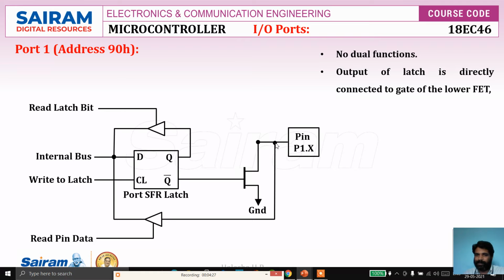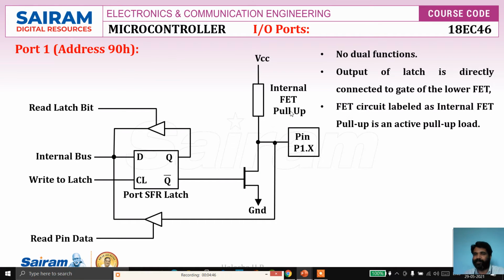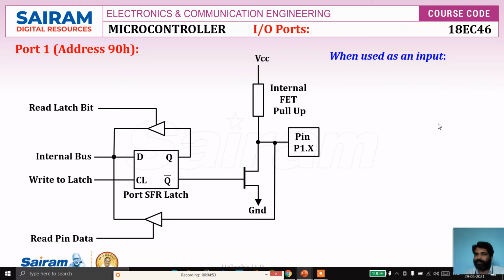And to read the pin, we use one more buffer. It is controlled by read pin, and we have an internal FET. So in port 0 we have an external FET, but here it is an internal FET, an internal pull-up resistor. The FET circuit labeled as internal FET is a pull-up, an active pull-up load. So it has no dual function. I mean, it is not used either as an address or as data, no other function, only purely IO.